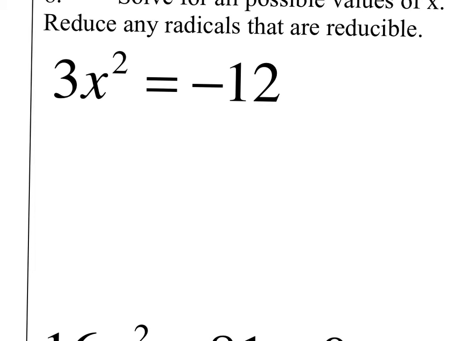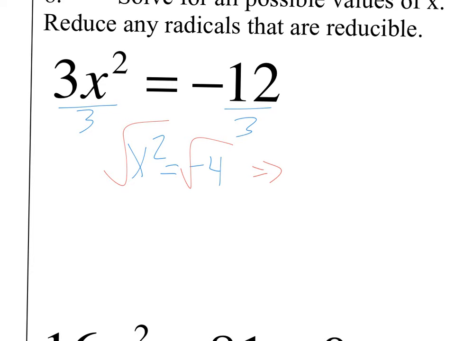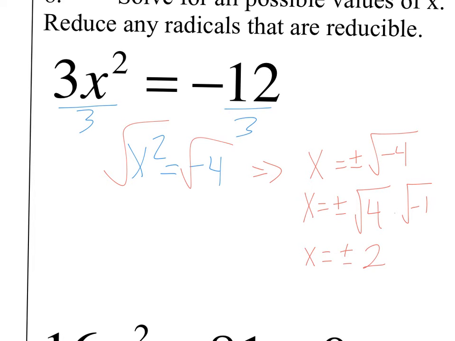Second to last problem here. We're going to start it the same way. Dividing both sides by 3, I get x squared is equal to negative 4. Square root both sides, and here's where I begin to run into some trouble. If I've got x squared is equal to negative 4 and I square root both sides, I get x is equal to plus or minus the square root of negative 4, which doesn't compute. I could rewrite that as x is equal to plus or minus the square root of 4 multiplied by the square root of negative 1. In other words, x is equal to plus or minus 2, that's the square root of 4. The square root of negative 1 is i, and I'm done.